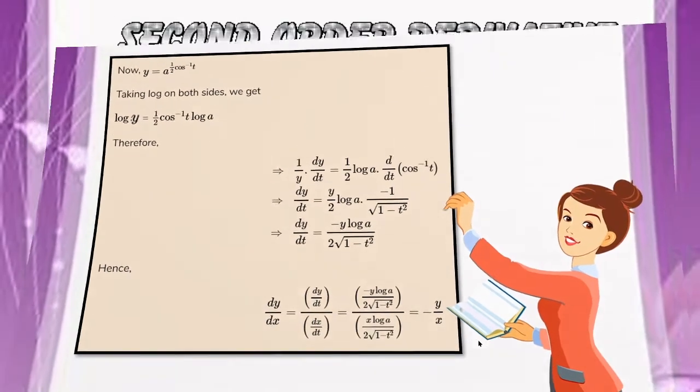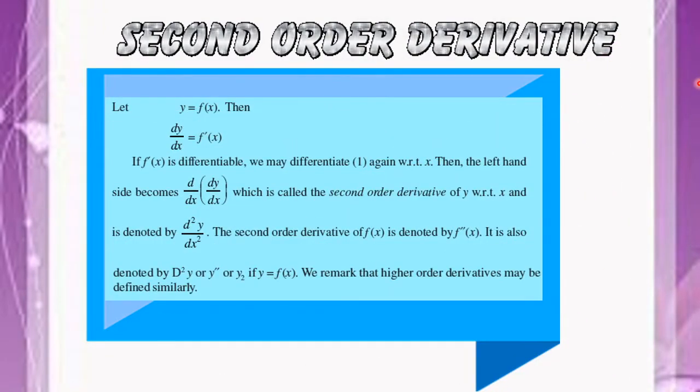Now let's talk about second order derivative. Students, second order derivative is nothing. When we calculate the first derivative and the first derivative is again differentiable, and we find the derivative one more time, then we call it the second order derivative. And it is denoted by d2y upon dx square or d square y or y double dash or y2.